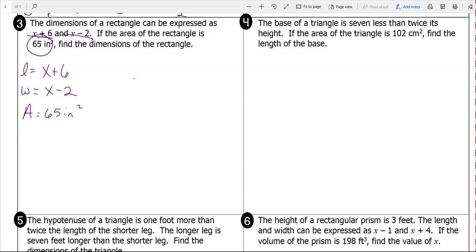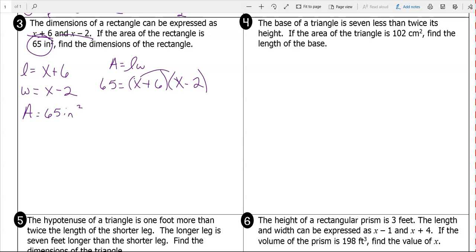So our formula for area of a rectangle, remember, is area equals length times width. And then we're going to plug in our length and width and our area because we do know our area. So area is 65 equals x plus 6 times x minus 2. And again, we're going to go ahead and distribute them.